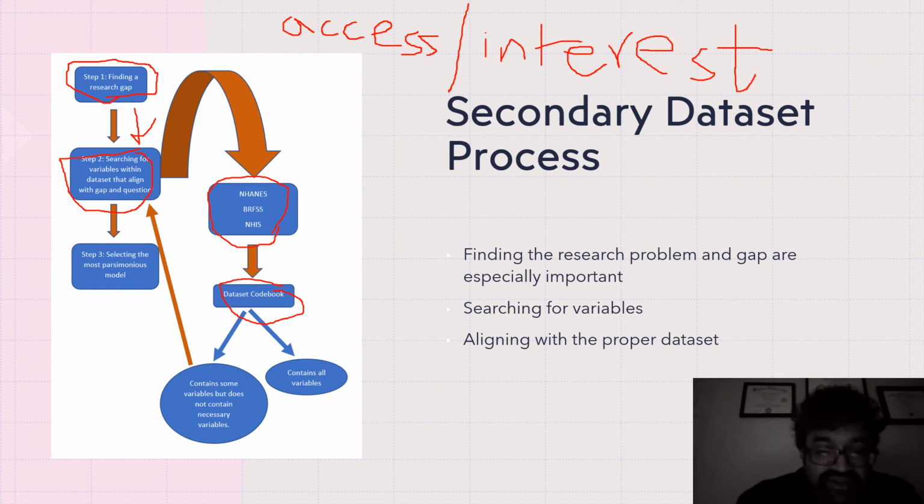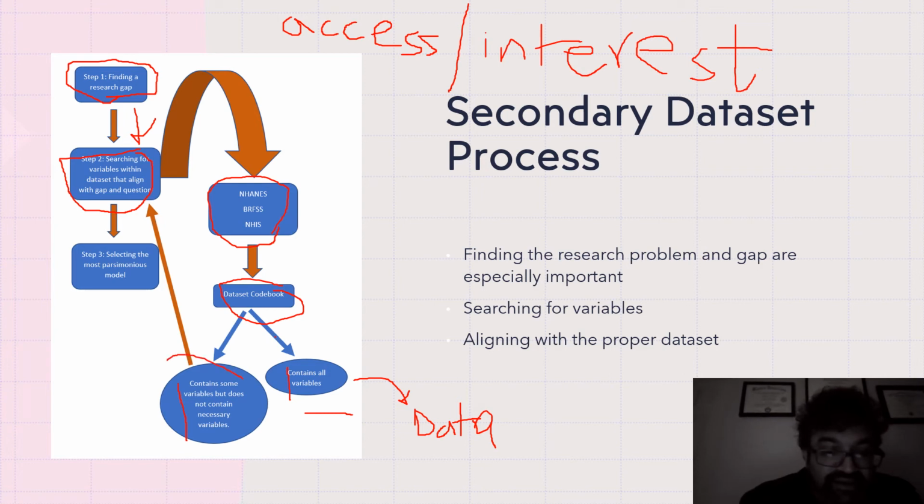So once you get to the dataset codebook, what you want to then tell is, does it contain all the variables, or does it not? If your answer is that it does contain all the variables, then you're done. Nothing to worry about. Now you're ready to write your brief data analysis plan. And once you get to that stage, then you're out of this loop. But this happens often.